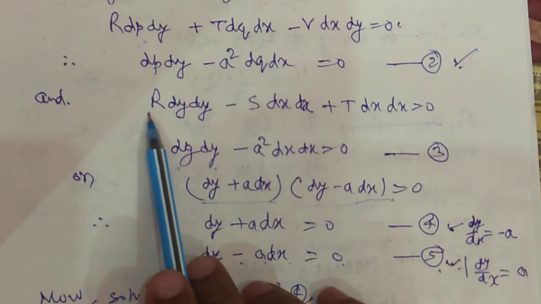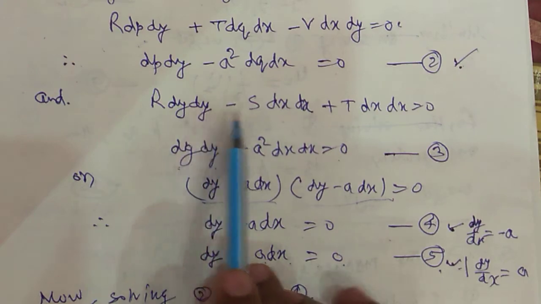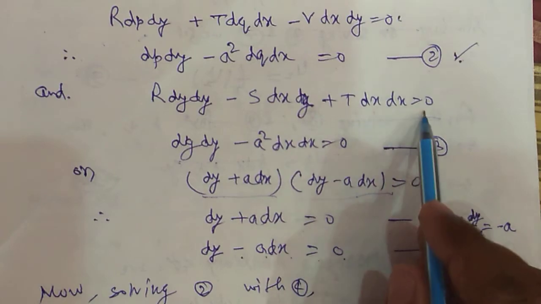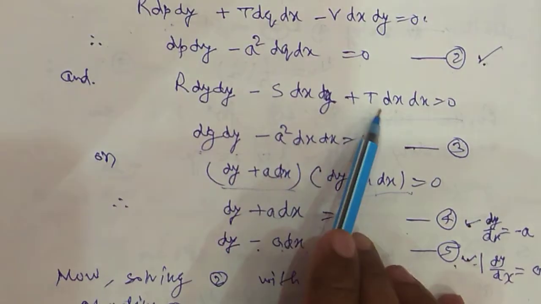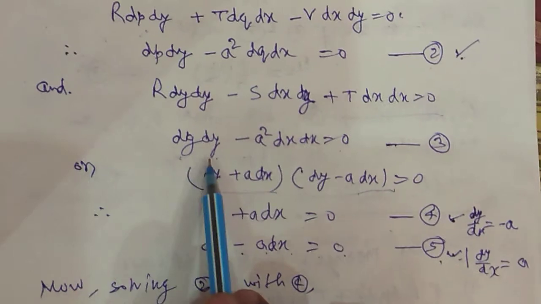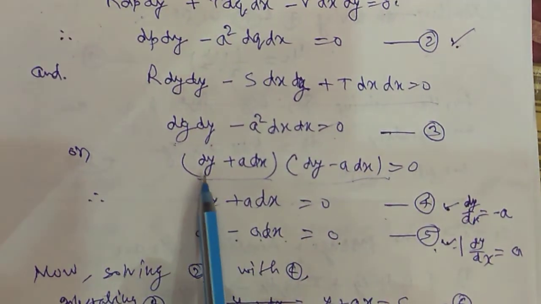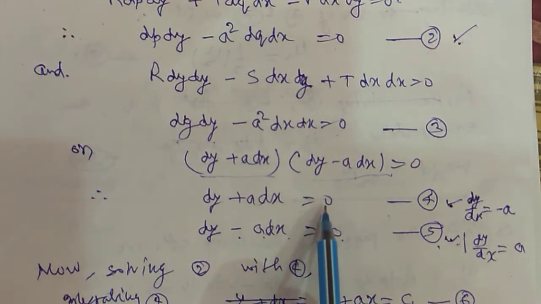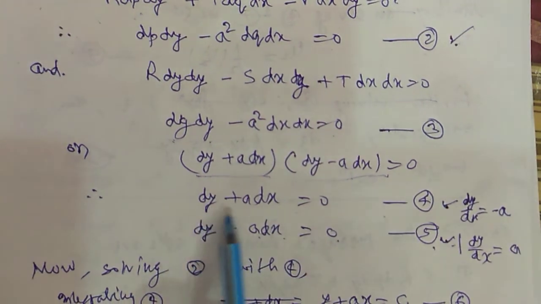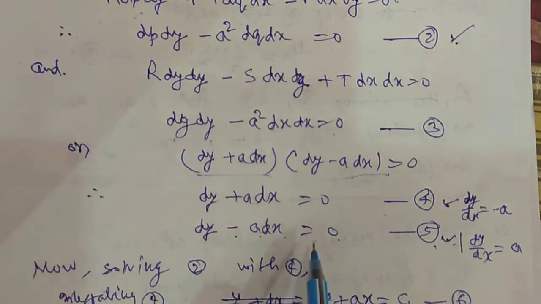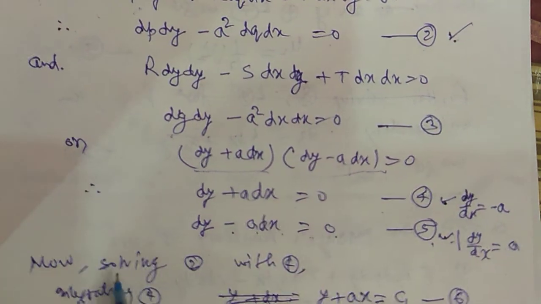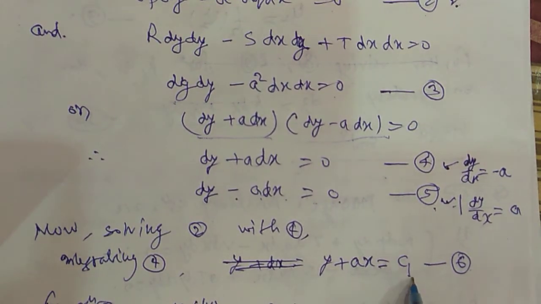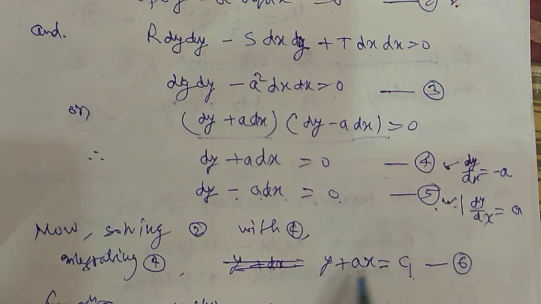And the second auxiliary equation is R dy dy minus S dx dy plus T dx dx. Putting the values of R, S and T, we get S is 0, so it is reducible to linear factors, and the factors are dy plus a dx and dy minus a dx. Both are set to 0 as separate equations. On solving equation 2 with 4, integrating 4 we get y plus ax equal to c1.